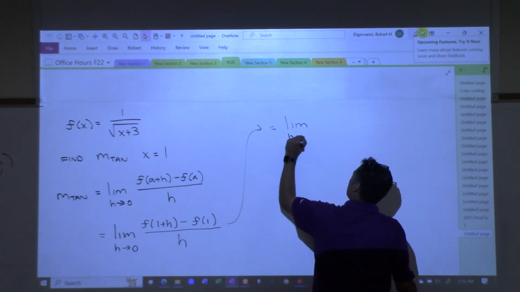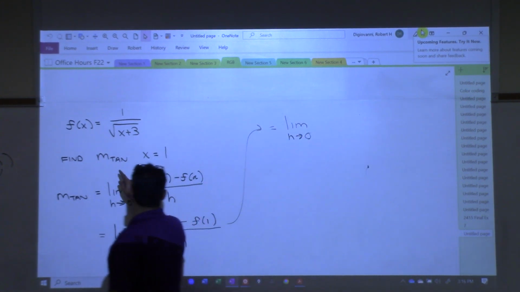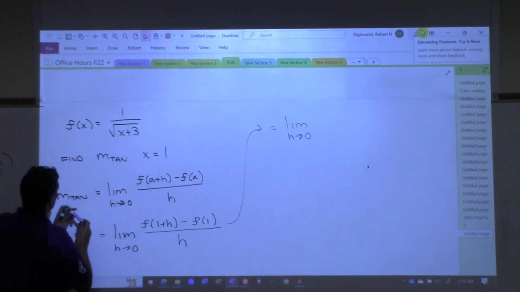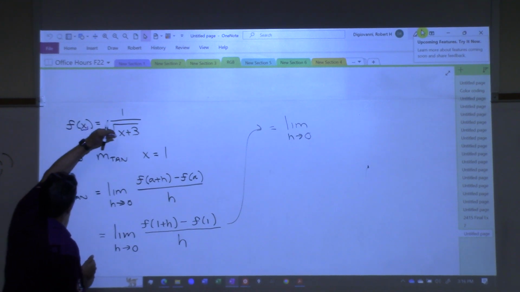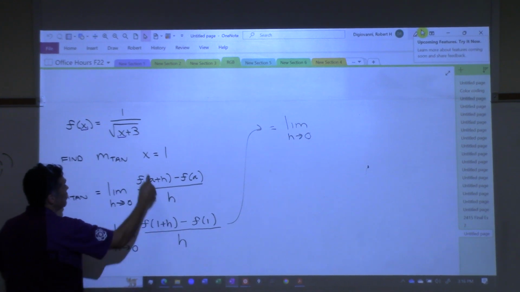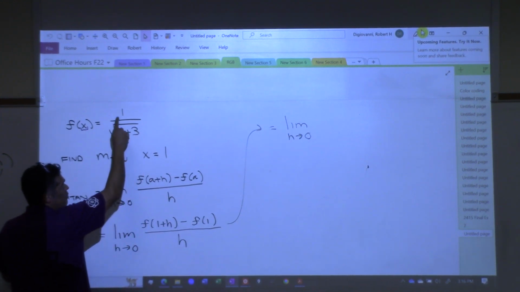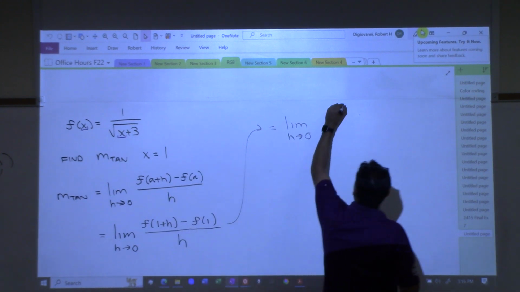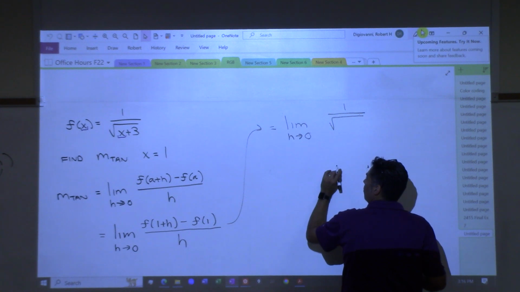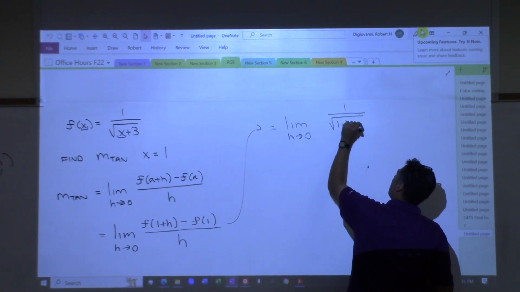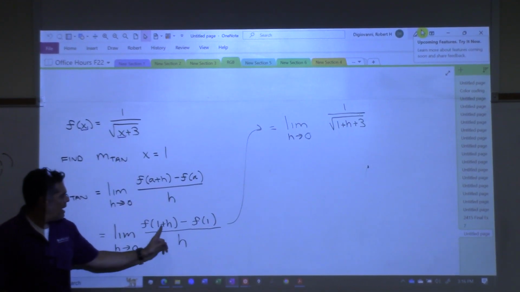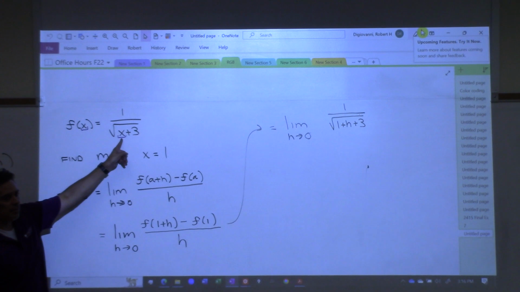We'll just have plus h. So is it, you got to be careful, is it just, we're replacing, aren't we replacing this x right there? Aren't we replacing that with 1 plus h? Right? So this actually goes in right there. So this will be 1 over square root of 1 plus h plus 3, right? And we can put the 1 and the 3 together.